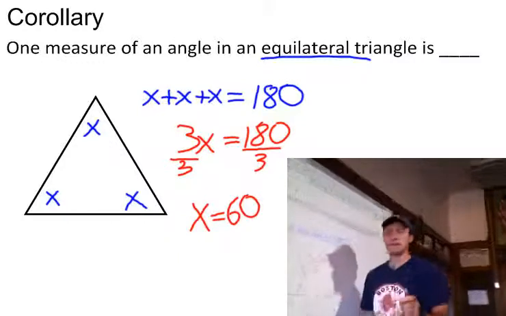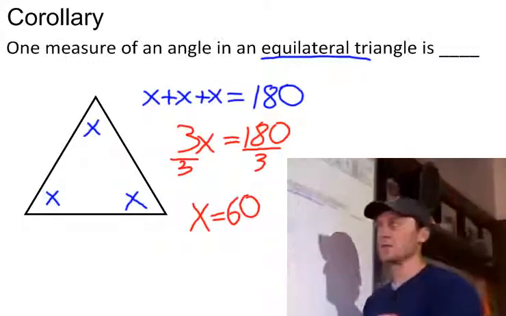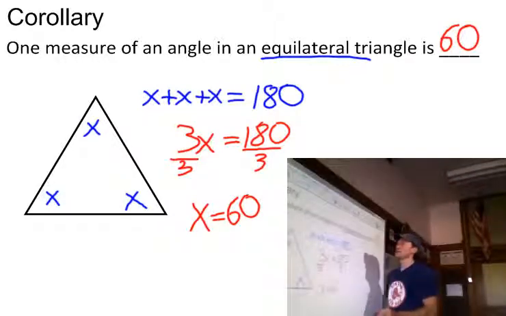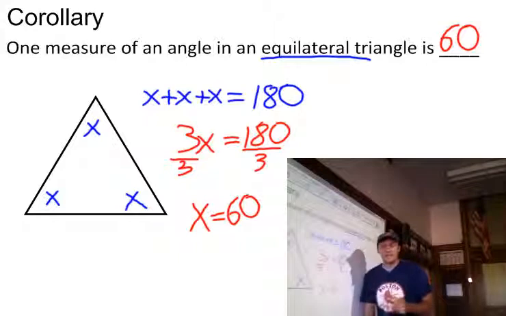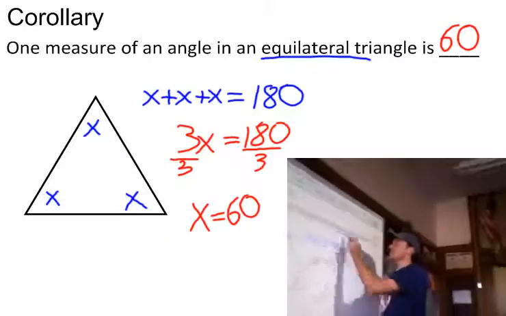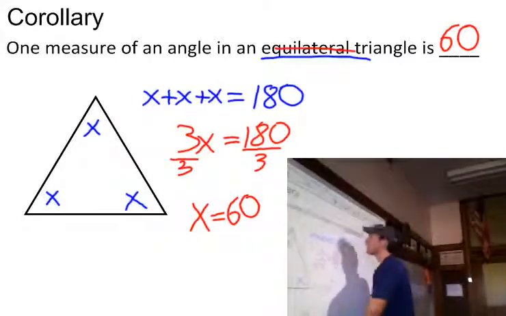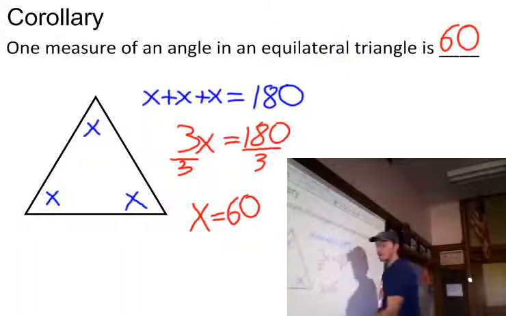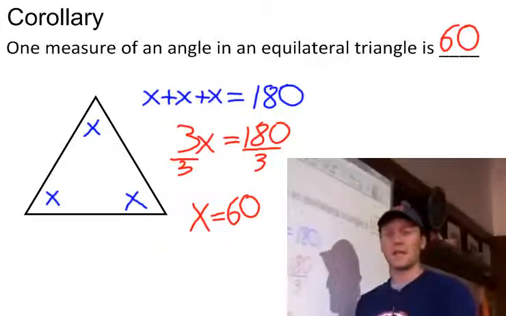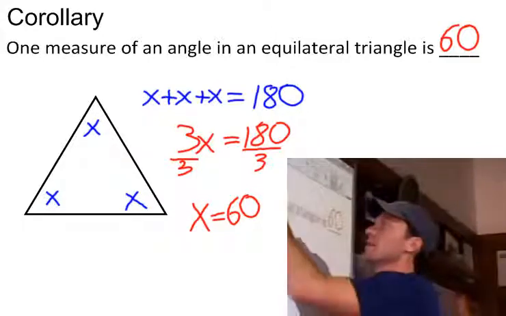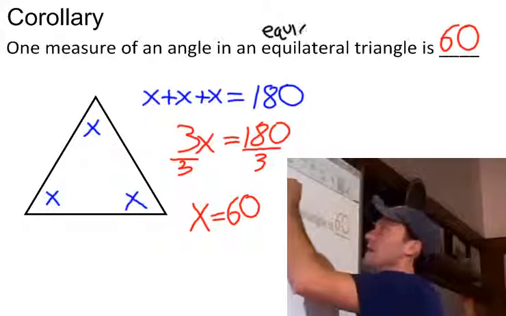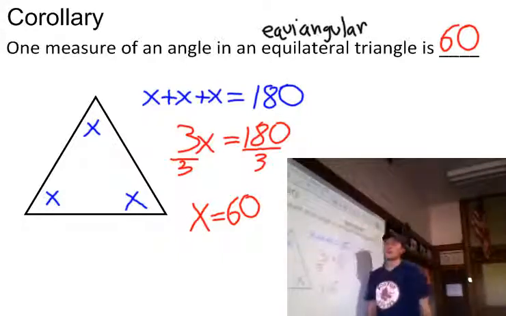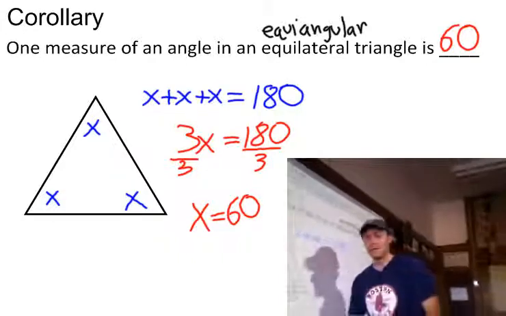So one angle in an equilateral triangle, which is the same as an equiangular triangle. I think I was supposed to write equiangular here, but I shouldn't cross it out. In fact, they are interchangeable, because an equilateral triangle is an equiangular triangle. They're always going to be the same. All right.